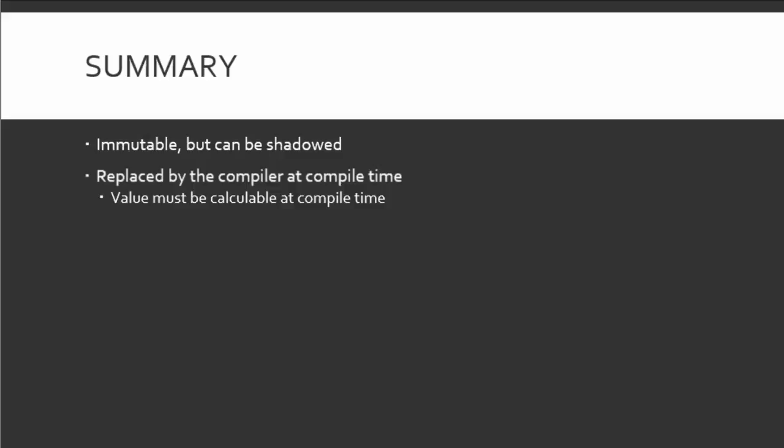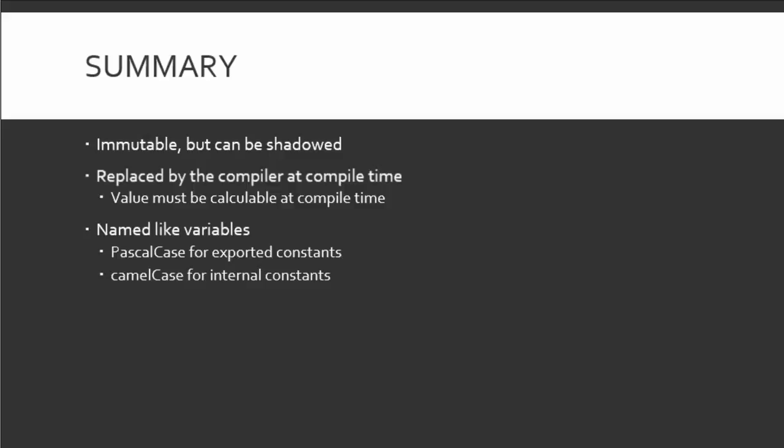They have to be replaceable by the compiler at compile time, so the value must be calculable. So we're not going to be able to access functions or command line arguments in order to determine the value of the constants in our application, but we are going to be able to do simple expressions like we talked about in the enumeration section. They're named like variables, so if you want to export the value of a constant outside of your package, then you're going to use Pascal casing, and if you want to leave it as an internal value to the package, then you're going to use camel casing to name that constant.